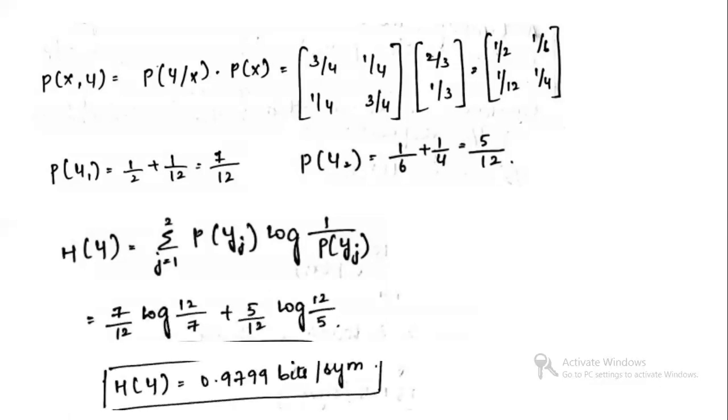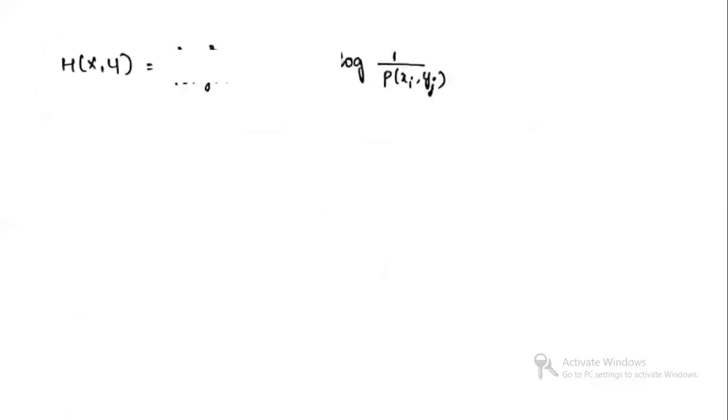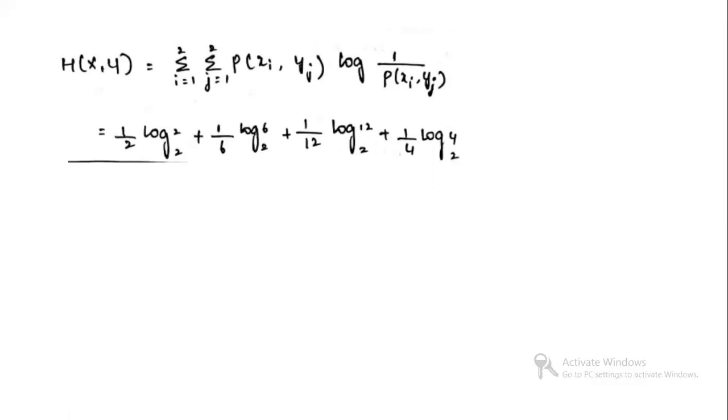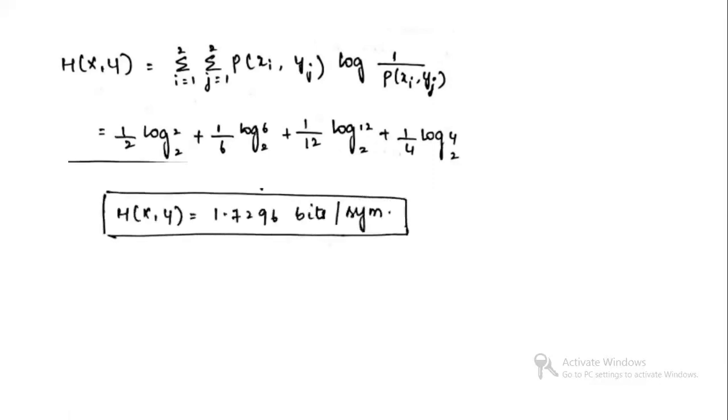0.9799 bits per symbol. In a similar way, we can calculate the joint entropy by using the joint probability matrix 1 by 2, 1 by 6, 1 by 12 and 1 by 4. So joint entropy goes as H of x comma y equal to summation i equal to 1 to 2, summation j equal to 1 to 2 p of xi comma yj into log of 1 by p of xi comma yj. Substituting the joint probability matrix values, we get the joint entropy value as H of x comma y equal to 1.7296 bits per symbol.